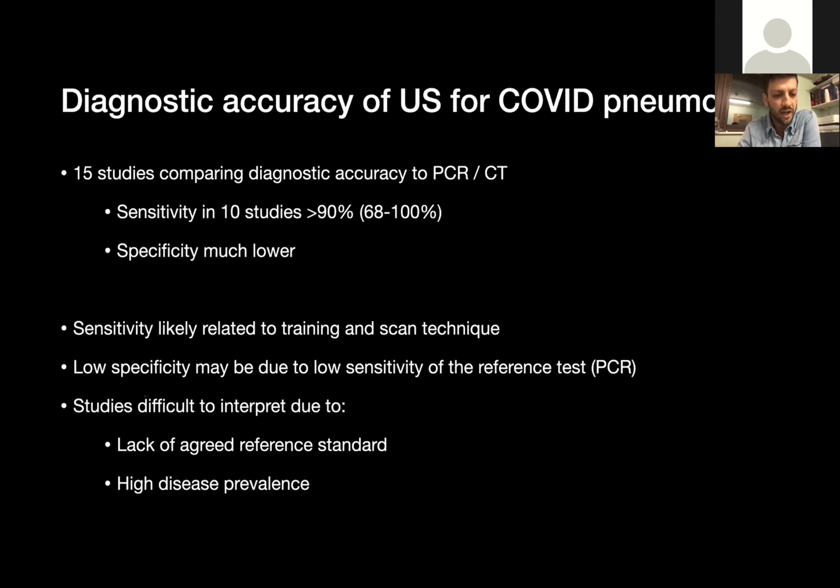A couple of things really when we're looking at the literature for COVID-19. The data is quite low quality. There isn't really an agreed reference standard, and at the same time we're looking at our data during a time of really high disease prevalence, and that's really going to affect the diagnostic accuracy of any test.